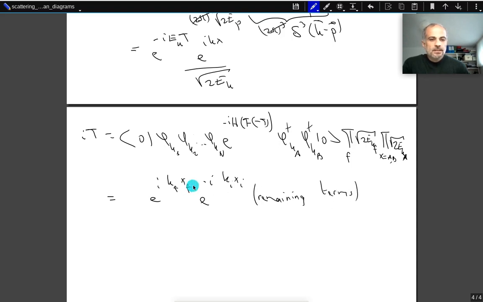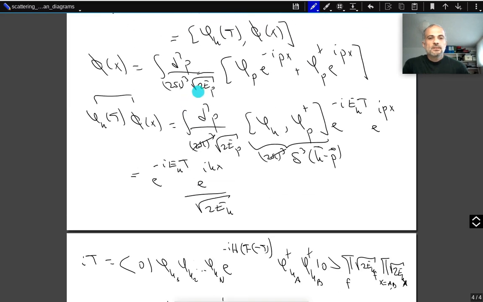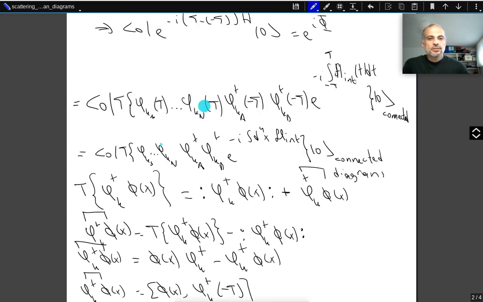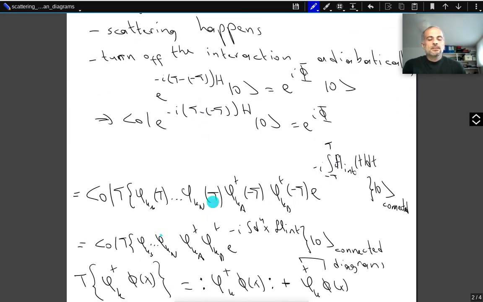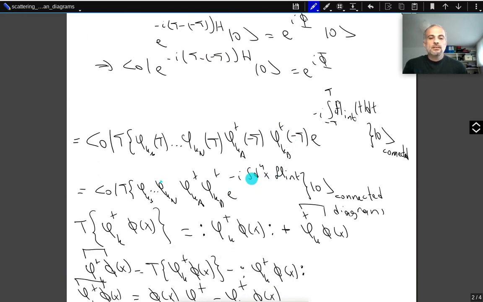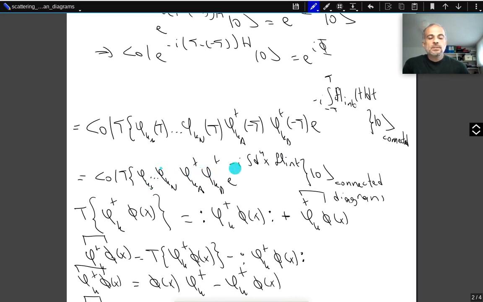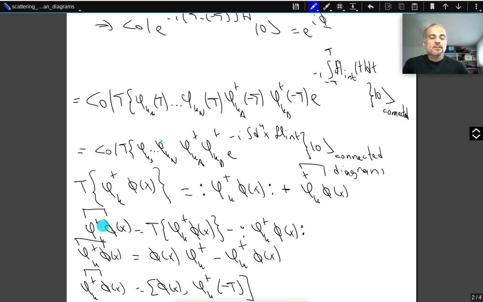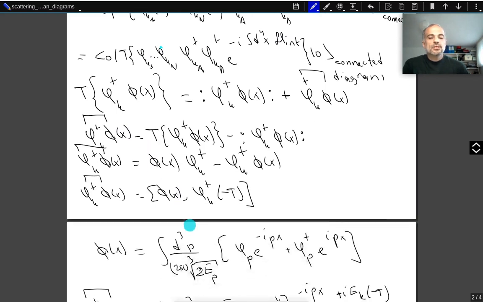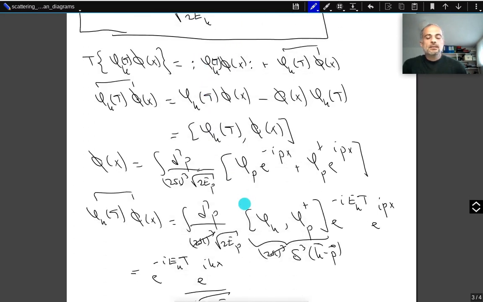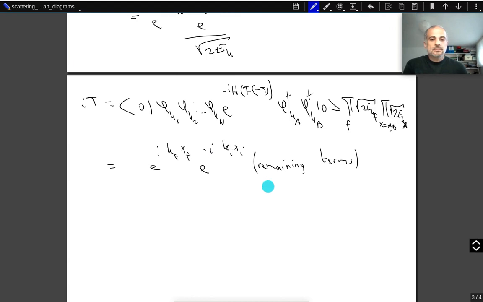Now keep in mind that these x_i's and x_f's are the positions of the interaction vertices. If you look at this time ordered expression, the way we calculated this time ordered product was we just Taylor expanded this. So each vertex has a position, and when these fields are contracted with a field at the position x, they bring down a factor of e to the power ikx or e to the power minus ikx.